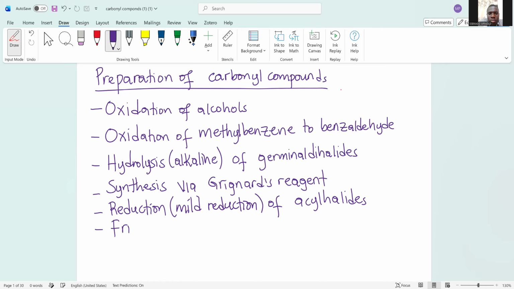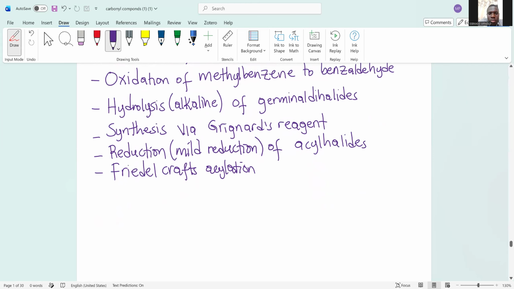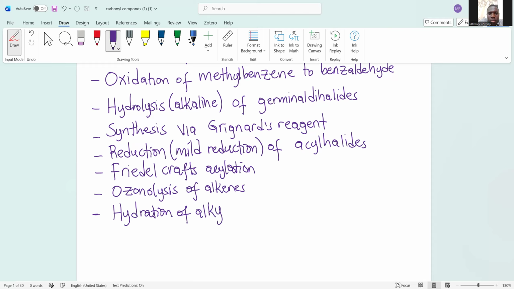Then Friedel-Crafts acylation. This has been covered. From the benzene series, Friedel-Crafts acylation was covered to see how particularly ketones, aromatic ketones, can be synthesized on a large scale. Then you also have ozonolysis of alkenes. This can also result in production of carbonyl compounds. That was also taught under reactions of alkenes. Then you also have hydration of alkynes, acid hydrolysis of alkynes to synthesize carbonyl compounds. That one was also taught.